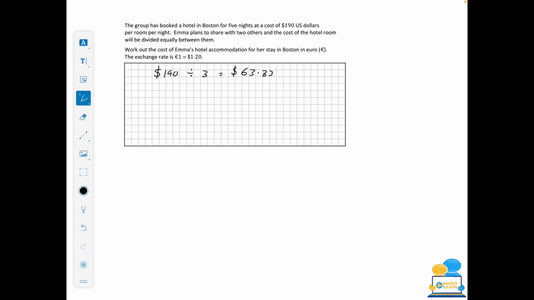Now, I haven't really read the question yet. I've just read that first bit and figured out some information. So that's my cost per night. Work out the cost of Emma's hotel room for her stay in Boston in euros. So we're given our conversion here. We're given €1 is $1.2.